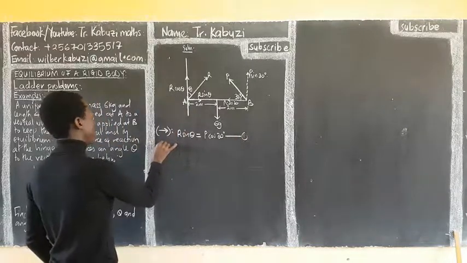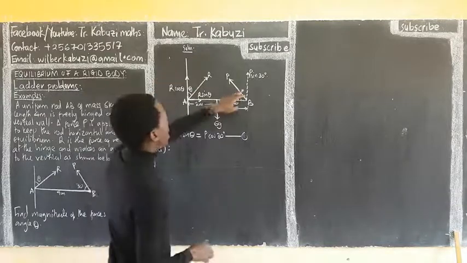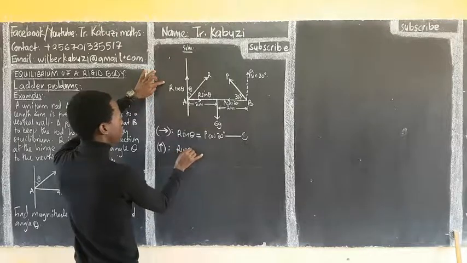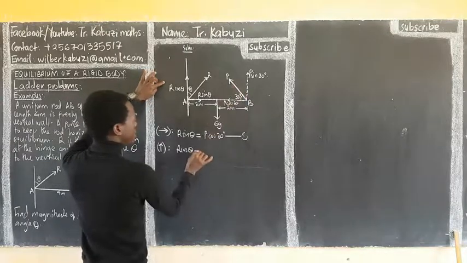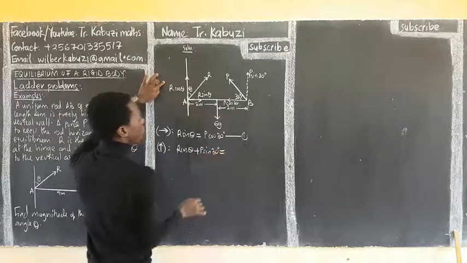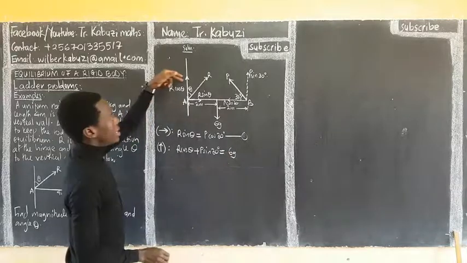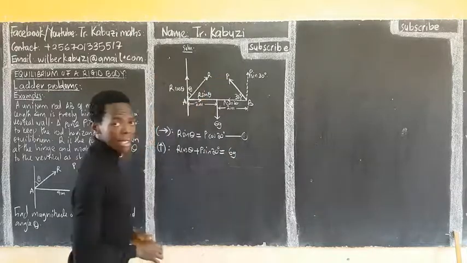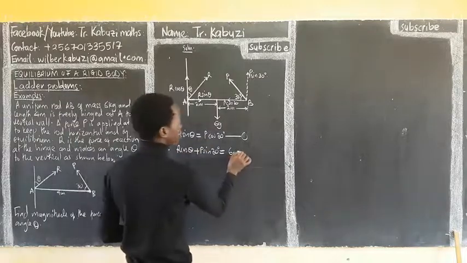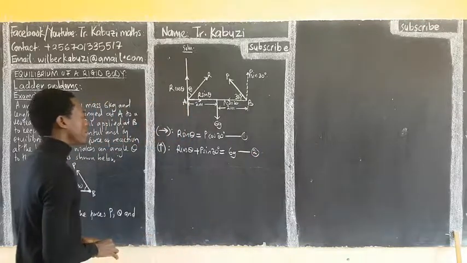Then we resolve vertically. Vertically, we have this and this. So R cos theta plus P sine 30 degrees is going to be equal to 6g, because these 2 forces have to be the same as this vertical force acting downward. So this is equation 2.